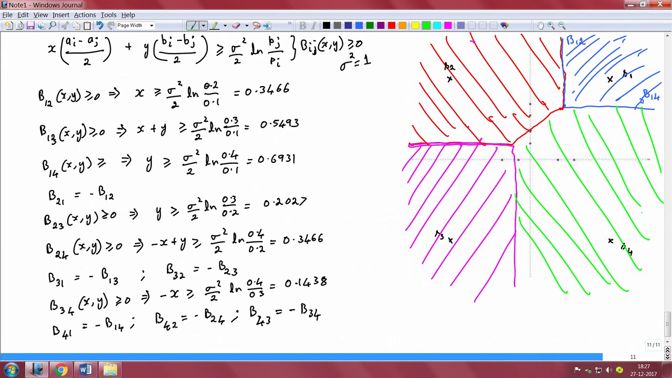So, this gives the decision boundaries for the various signals S1, S2, S3 and S4 within the signal space that we have seen. So, yeah, thank you.